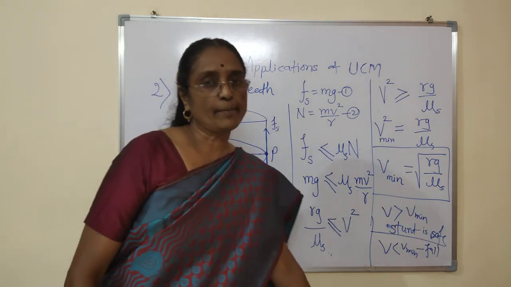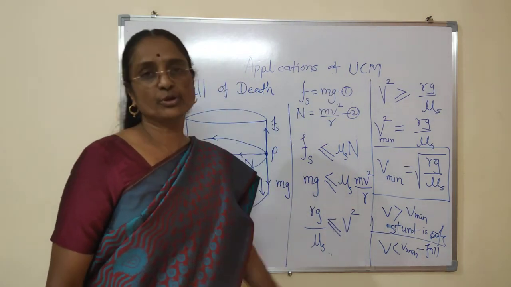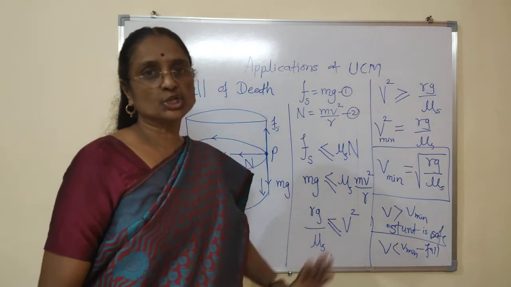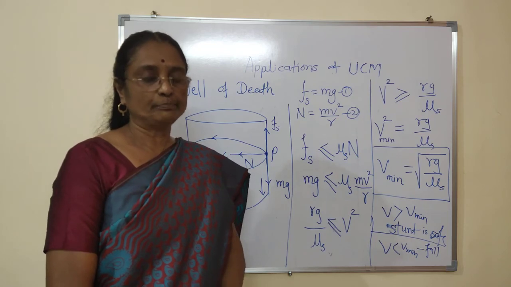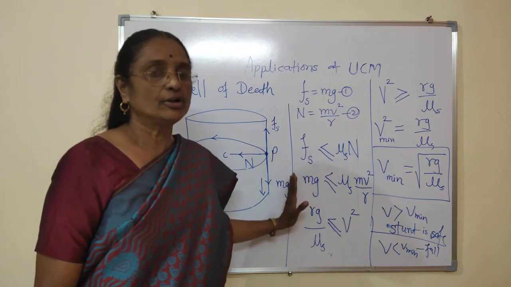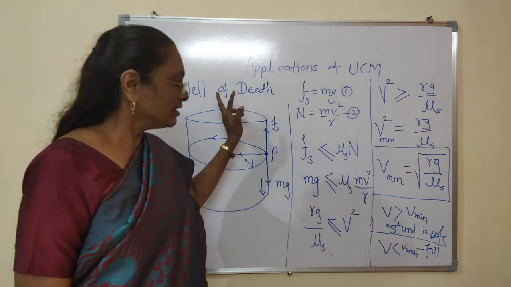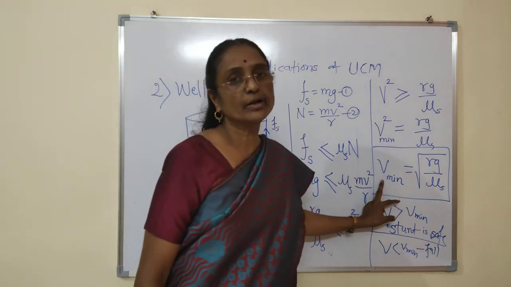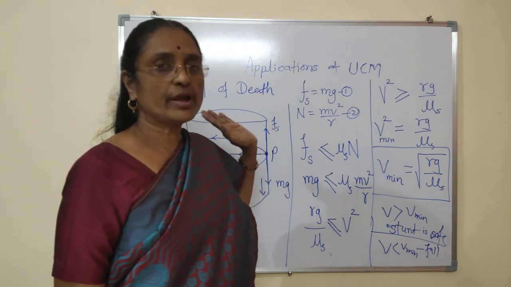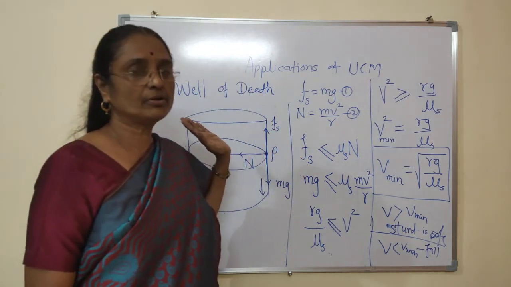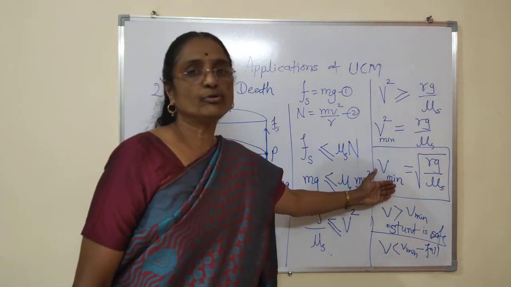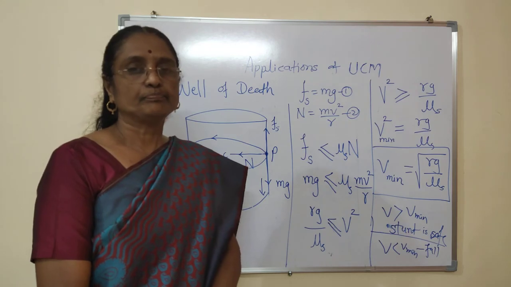So these are two applications of uniform circular motion. In the next lecture also we continue applications of uniform circular motion. Now, based on these two points, you have to write short answer questions related to the derivations of the velocities. In the last case, we have to derive the maximum speed limit for the vehicle along a horizontal road, and for this application you have to derive the minimum speed limit.